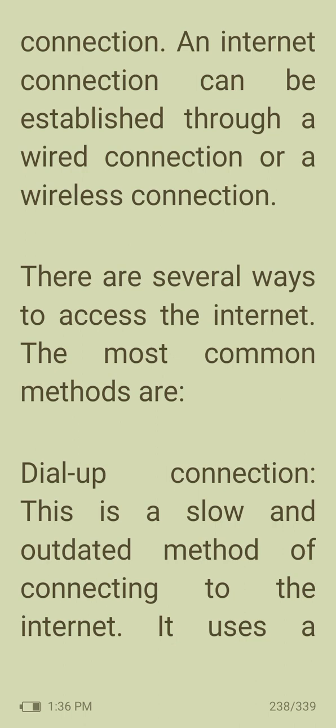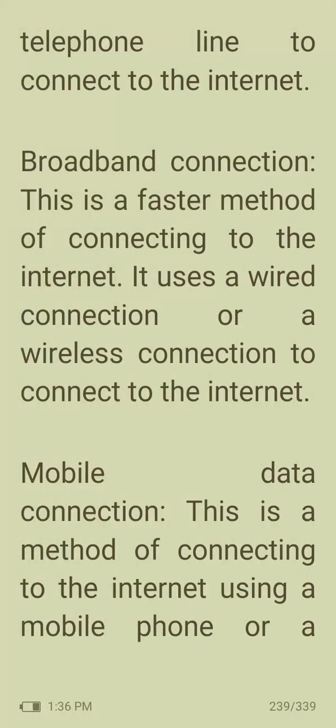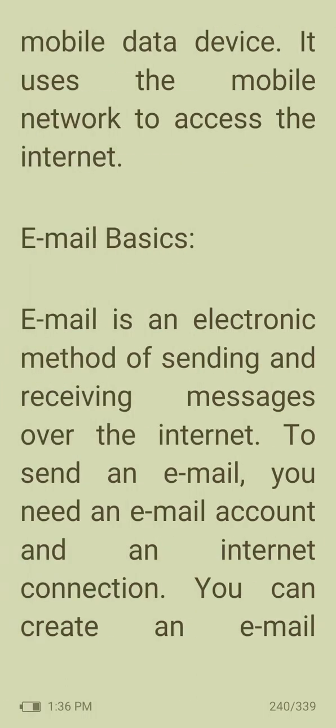There are several ways to access the internet. The most common methods are dial-up connection. This is a slow and outdated method of connecting to the internet. It uses a telephone line to connect to the internet. Then broadband connection. It is a faster method of connecting to the internet. It uses a wired connection or a wireless connection. Then mobile data connection. This is a method of connecting to the internet using a mobile phone or a mobile data device. It uses the mobile network to access the internet.